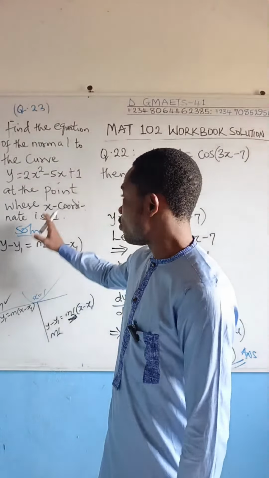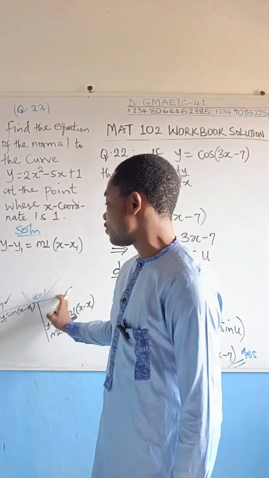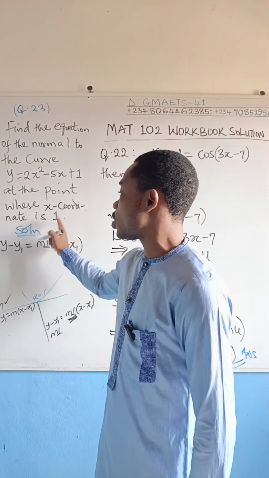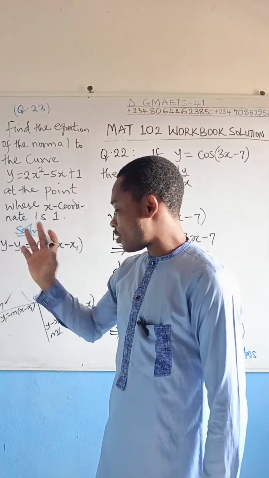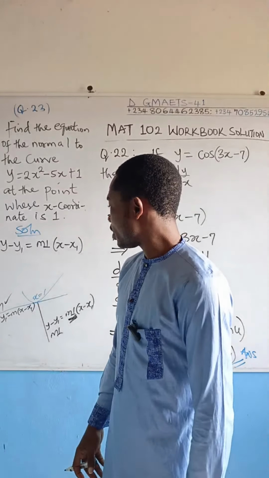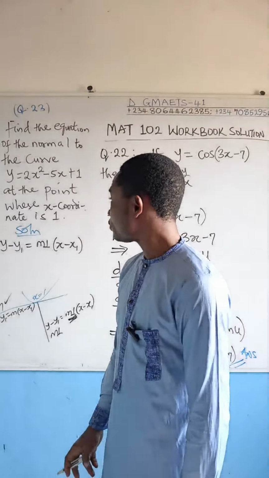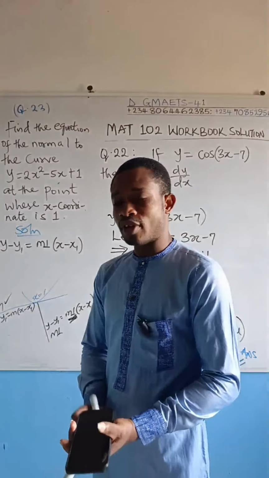So let us quickly move on and obtain the gradient of the tangent through this x coordinate point 1. Once I get the gradient of that tangent, my problem is solved. Now, watch how we do that.